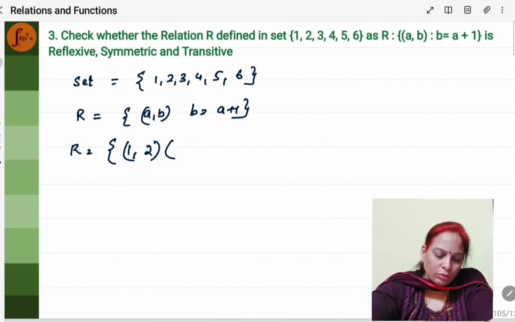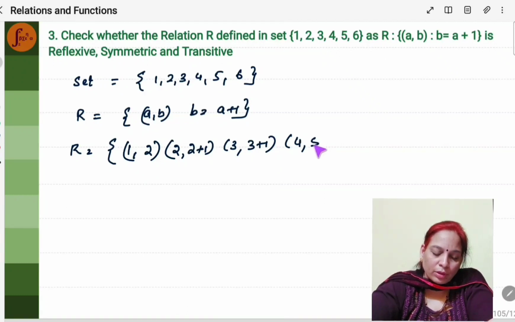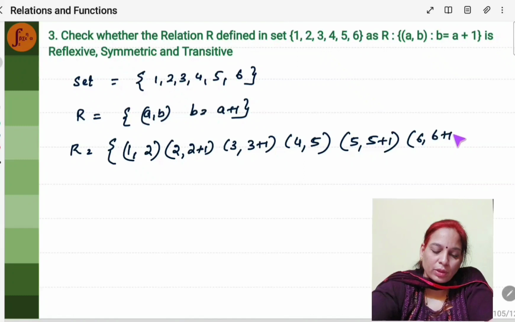If A is 2, I'm taking every element here. If A is 2, then B is 2 plus 1. And if A is 3, B is 3 plus 1. If A is 4, then B is 4 plus 1. And if A is 5, B is 5 plus 1. And if A is 6, B is 6 plus 1. Now let's stop here, because 6 and 6 plus 1 is going to be 6 and 7.